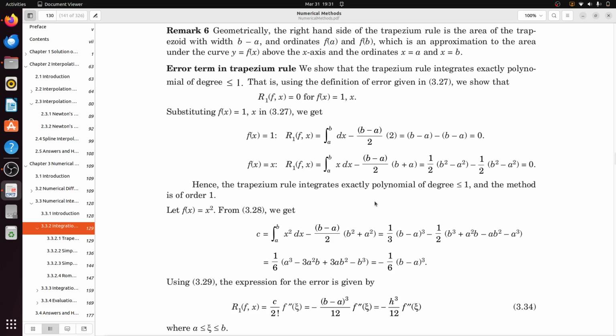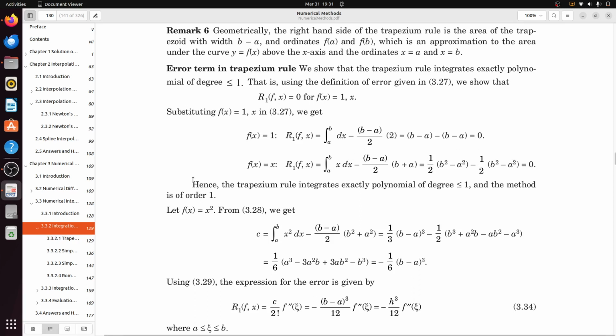Yes sir. Now R1 f(x), for f(x) equal to x. The error will be the integral from a to b of x dx minus (b minus a) by 2 into (b plus a), because f(x) is x, so f(a) will be a and f(b) will be b. The integral of x dx is (b square minus a square) by 2, and the error is 0.